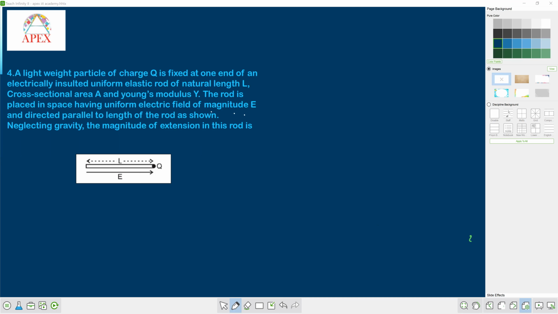See here, a long rod is taken whose length is L, and at one end of the rod, a charge Q was placed, and an electric field is acting along the length of the rod. Then what will happen when the electric field is acting? This electric field can apply some force on the charge only. Then what is the electric force acting on the charge? The electric force acting on the charge will be EQ.